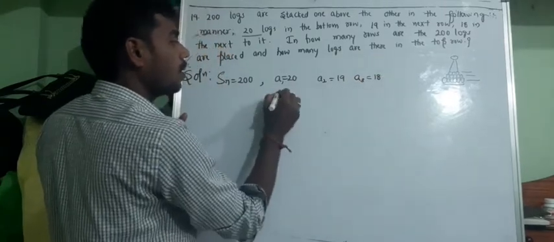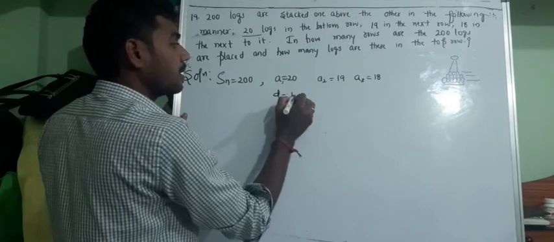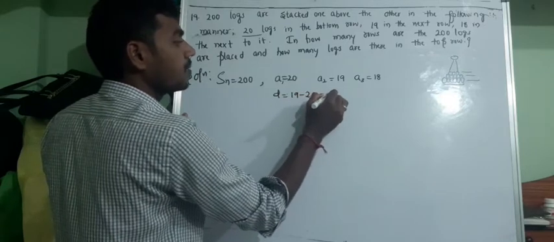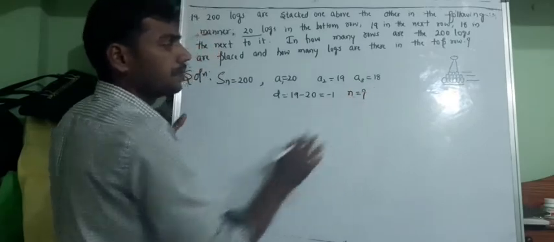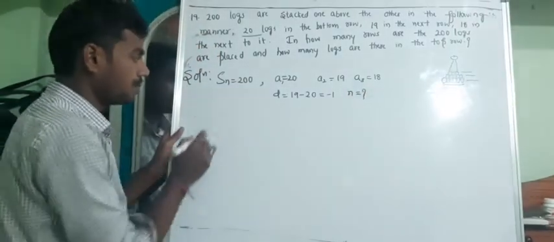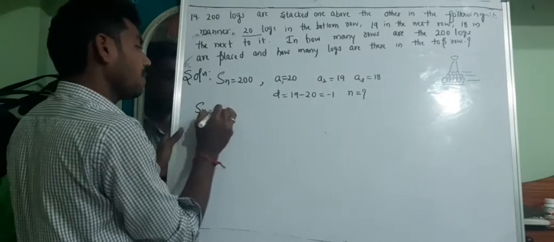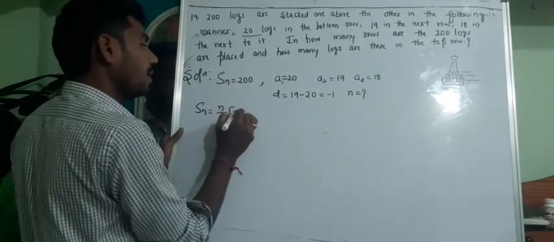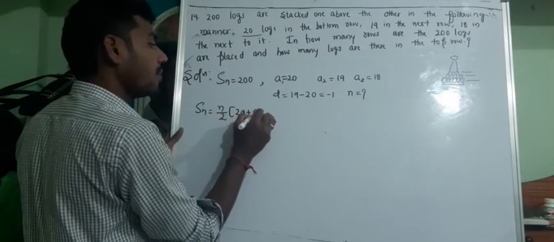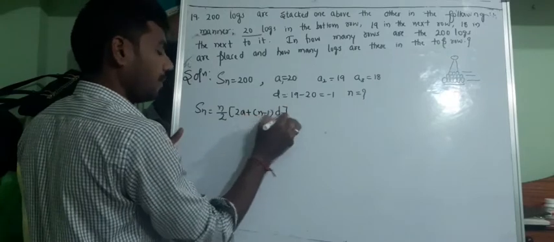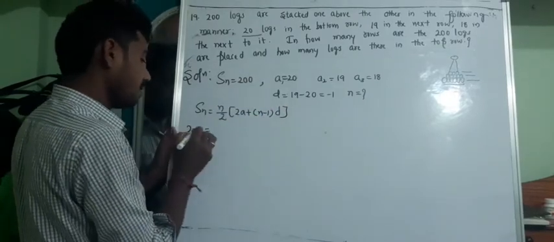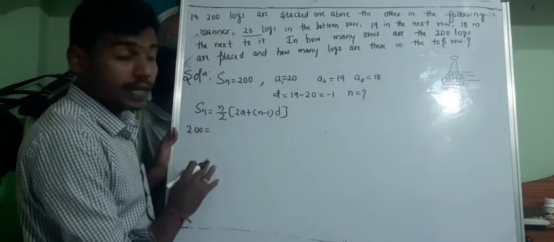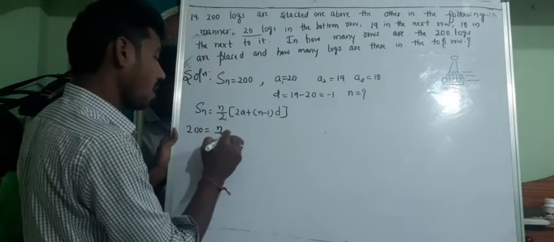So d is equal to succeeding minus preceding, that is minus 1. We need to find n, the number of rows. So the formula is Sn is equal to n divided by 2 into 2a plus n minus 1 into d. What is n here? We need to calculate. What is Sn? 200. What is n? That I need to calculate.